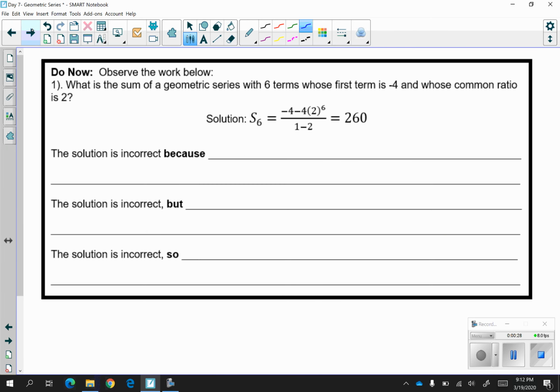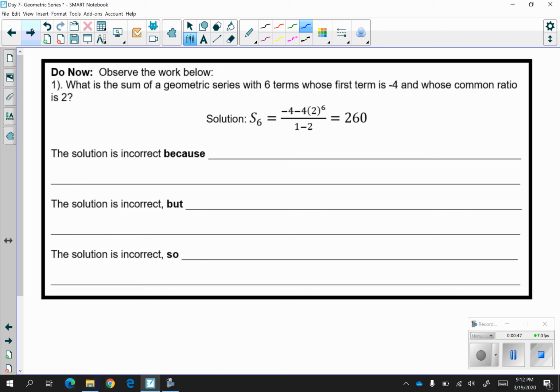So for the first question we have, what is the sum of a geometric series with 6 terms whose first term is -4 and whose common ratio is 2? Now, they're telling you that this work is incorrect and you have to find the error. Can you spot it?